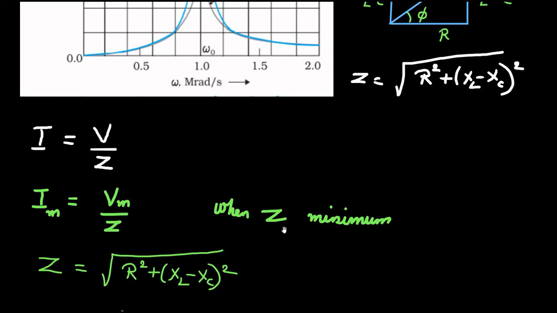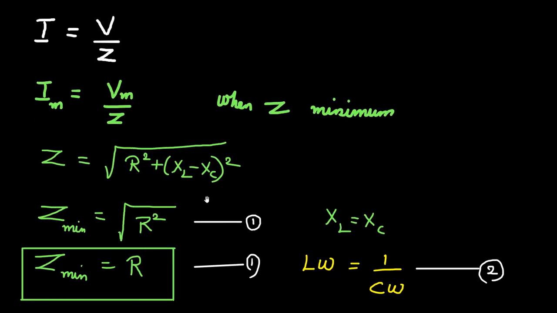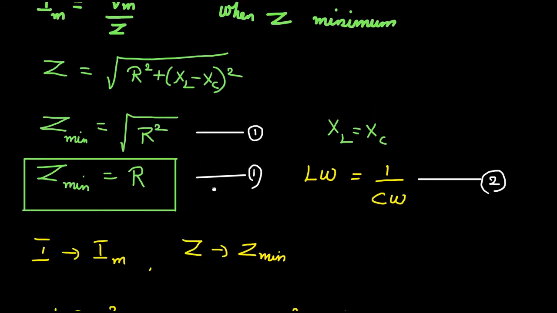When Z is minimum, Z value is root of R square plus XL minus XC whole square. Either of these terms must be 0. R can never be 0. XL minus XC can be 0. So Z minimum must be equal to under root R square, which is R. Let it be equation number 1.